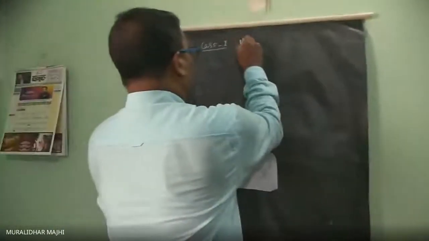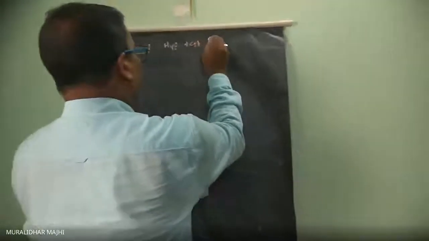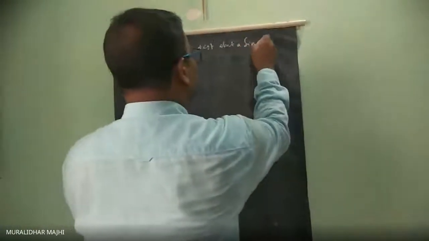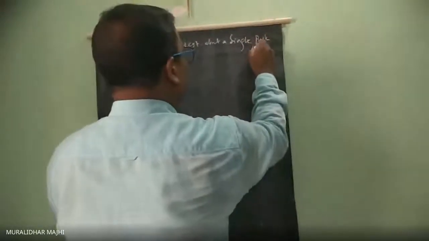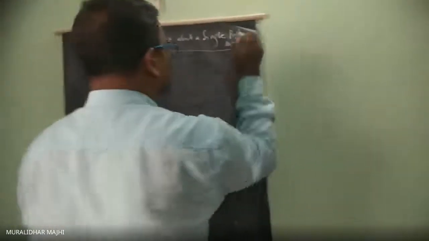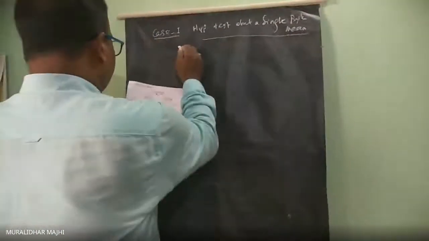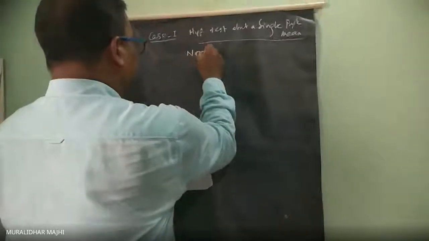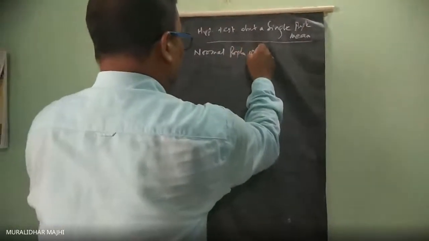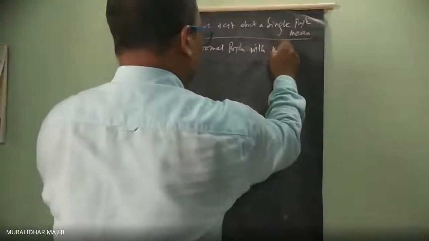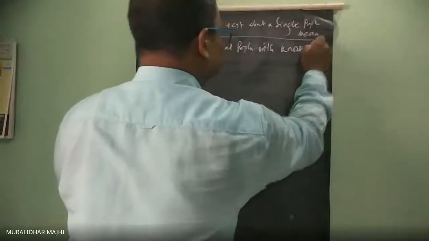What is case number one? Case one, it is in your materials also. What we are going to do? Hypothesis testing about a single population mean. Small sample data, you can say. So case number one is: normal population with known standard deviation.